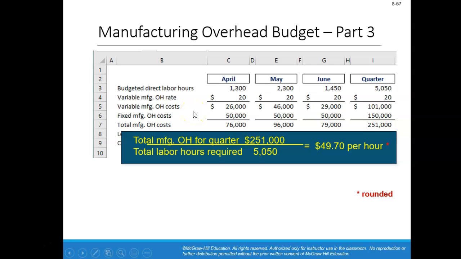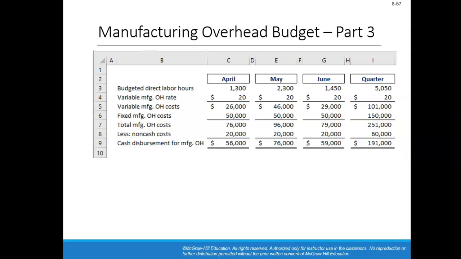We're going to add to that our fixed overhead cost, which was $50,000, and that gave us our total overhead cost per month. For the quarter, it is $251,500. So total overhead cost for the quarter equals $251,500. Now remember that depreciation is a non-cash cost.